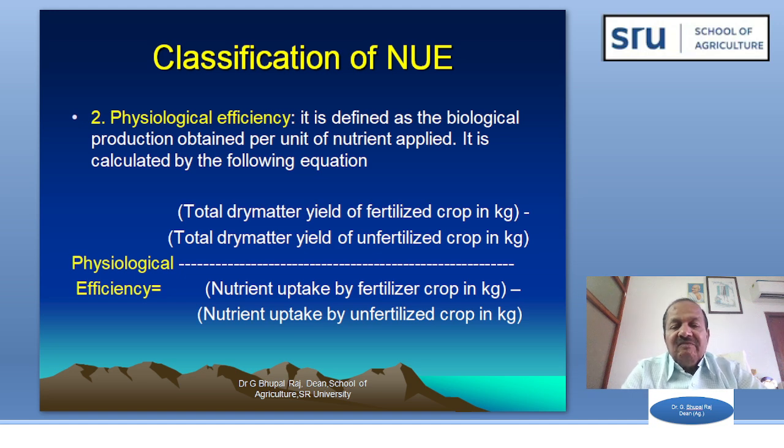The second one is the physiological efficiency. It is defined as the biological production obtained per unit of nutrient applied. It is calculated by the equation: total dry matter yield of fertilized crop in kgs minus total dry matter yield of unfertilized crop in kgs, divided by nutrient uptake by fertilized crop in kg minus nutrient uptake by the unfertilized crop in kg. Here we are taking nutrient uptake into consideration.